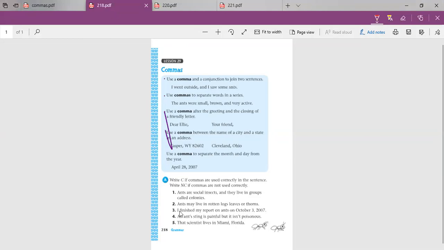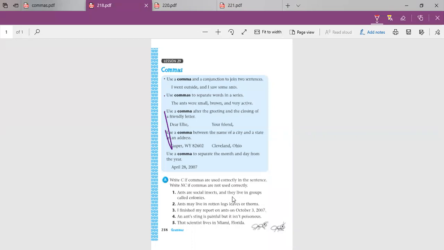So let's see. Sentence number 1. Page 218. Okay, Raghat, can you read sentence number 1? Ants are social insects and they live in groups called colonies. Excellent. So is this sentence correct, Raghat, or is there a mistake? Because I see 1 comma here. Is this correct?